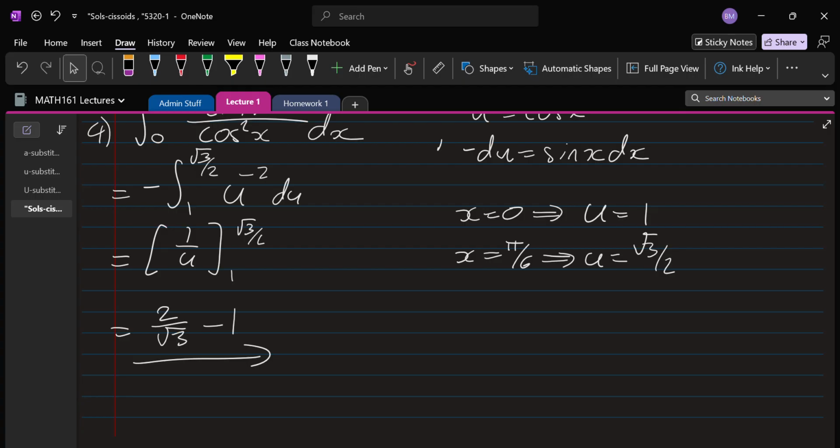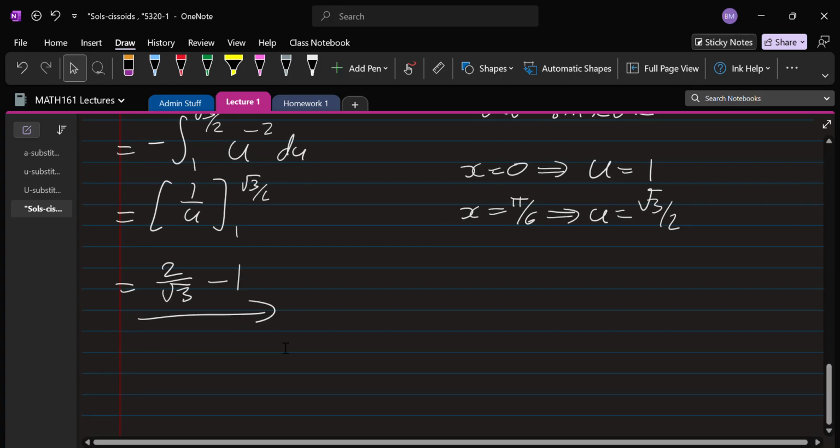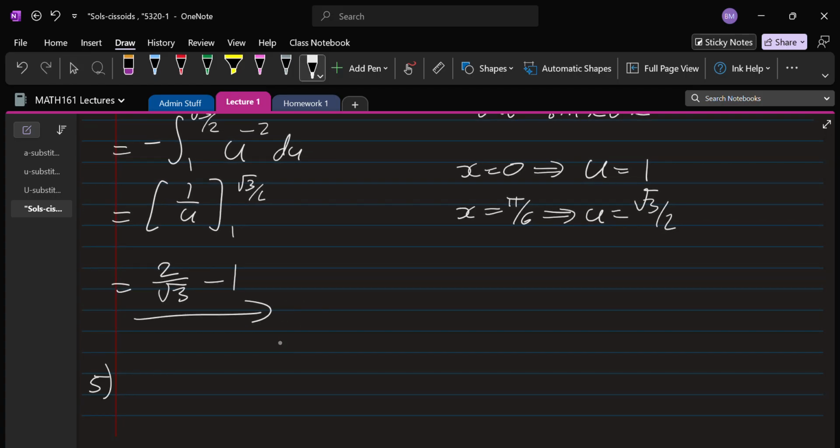Should be pretty easy at this stage. So the only thing new that we're doing is that bit on the right, changing the bounds. Everything else, same as always.